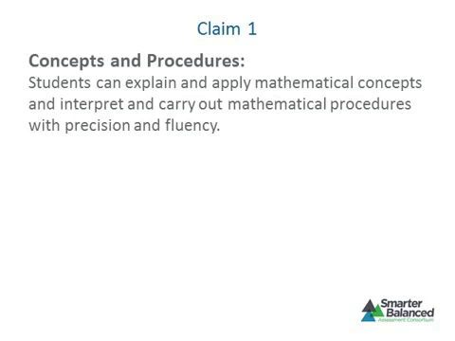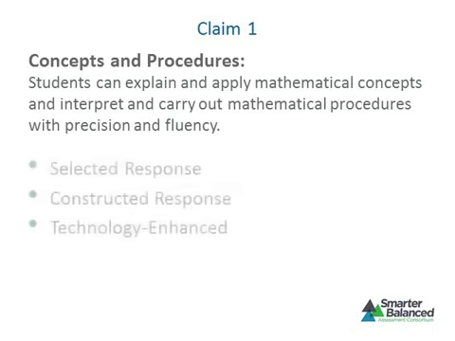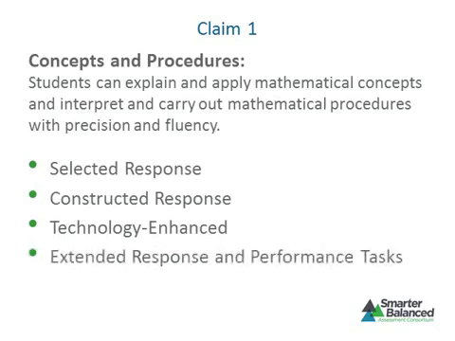A variety of item types are used to collect evidence for Claim 1, including selected response, constructed response, and technology-enhanced items and tasks that focus on a particular skill or concept. Content for this claim may also be evaluated at a deeper level with extended response items and performance tasks. Items and tasks have a direct connection to and emphasis on the content domains and clusters of the Common Core State Standards for mathematics.